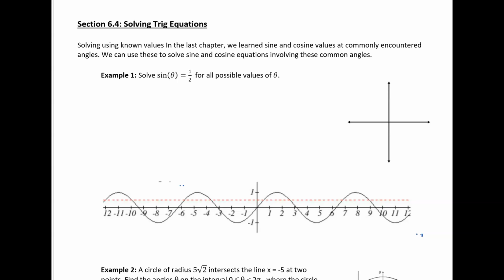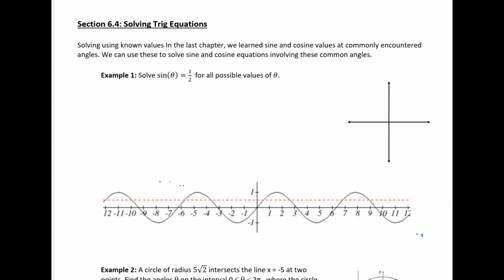Section 6.4, we're going to look at solving some trig equations. So it says solving using known values. In the last chapter, we learned that sine and cosine values are commonly encountered angles. We can use these to solve sine and cosine equations involving these common angles. So I'm going to show you how this works out.